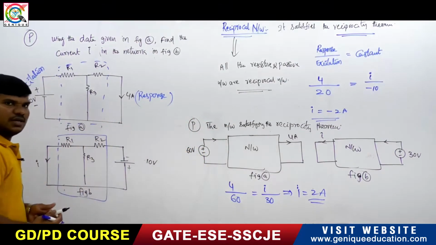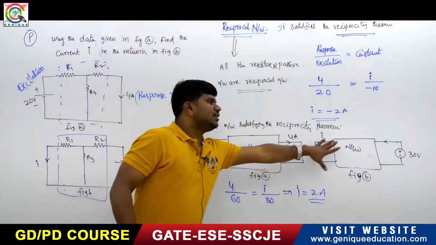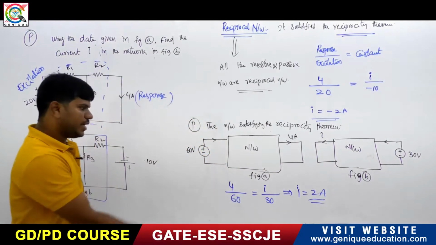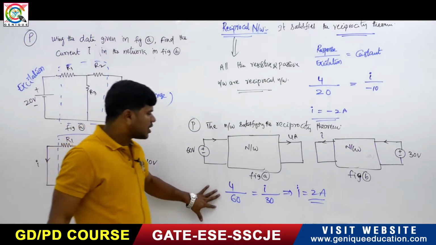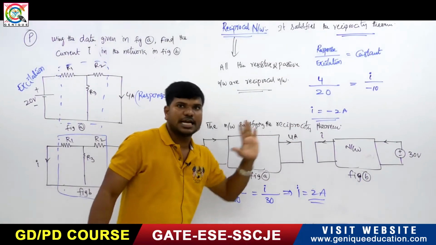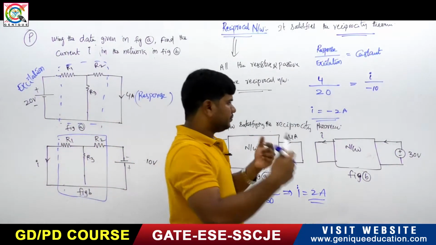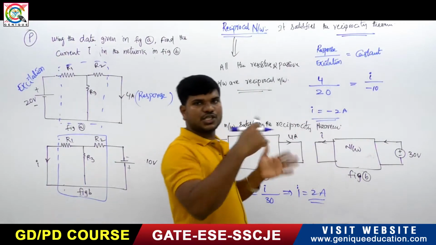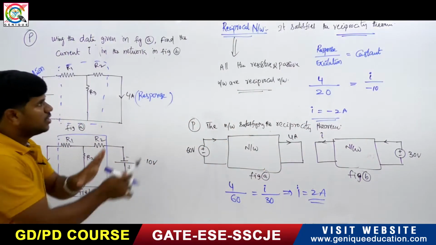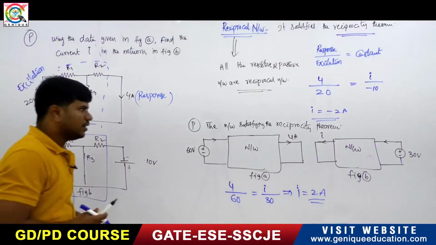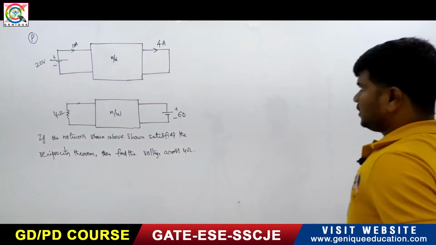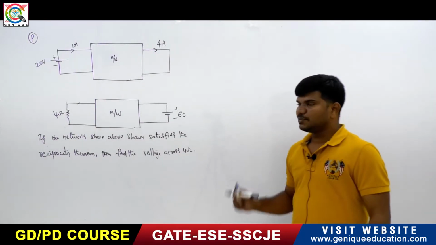Okay. So like this, we can find the current in the other network also. Okay. So here you have to understand that the response to excitation ratio for both the networks must be constant if the positions of the excitation and response are interchanged. Okay. So this is the thing, right? So this is the next question on the reciprocity theorem.